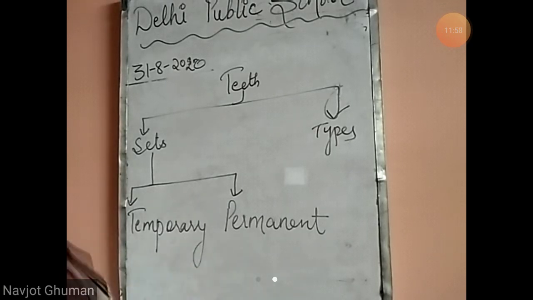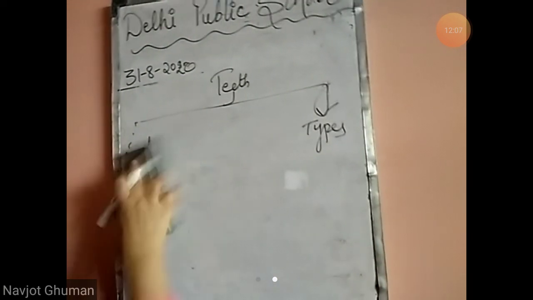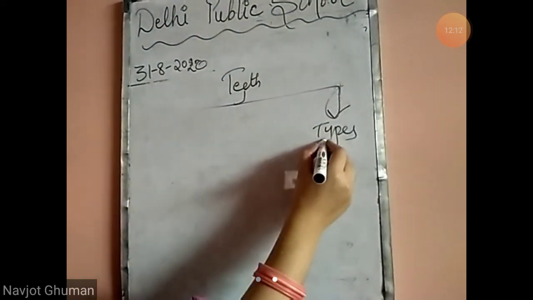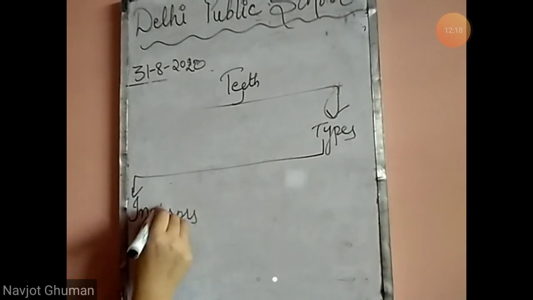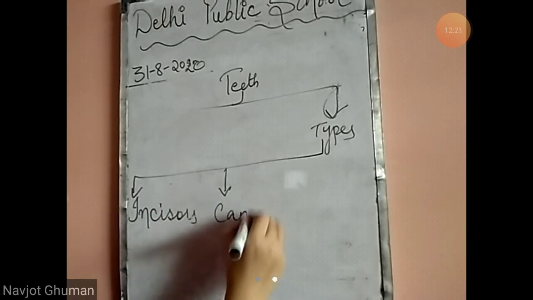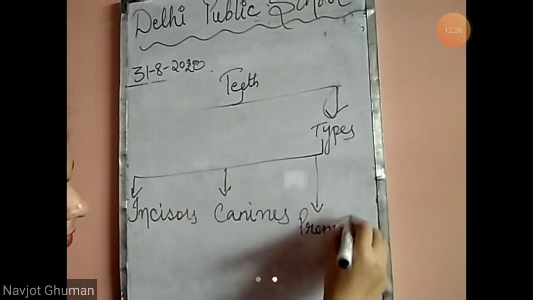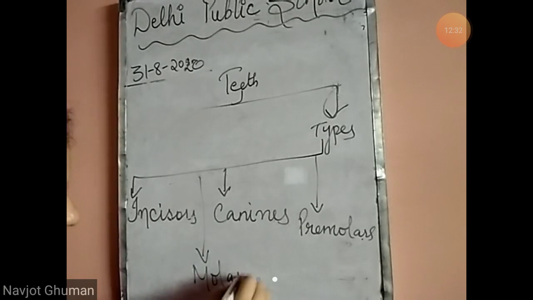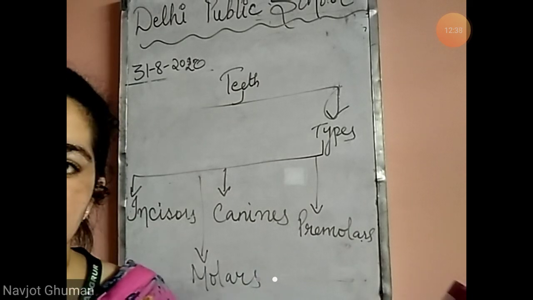Next, what have they asked? They have asked about the types. Let me erase it, then we'll write. There are 4 types of teeth that we have read: incisors, canines, premolars, and molars. Types of teeth. First, incisors, then canines, premolars, and molars. So this is all about sets and types of teeth.